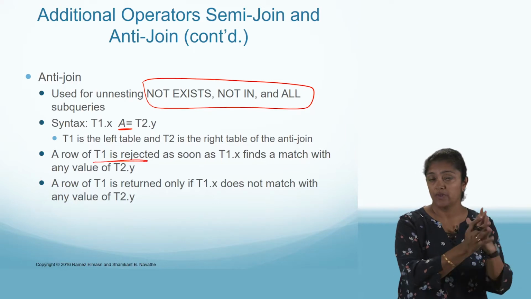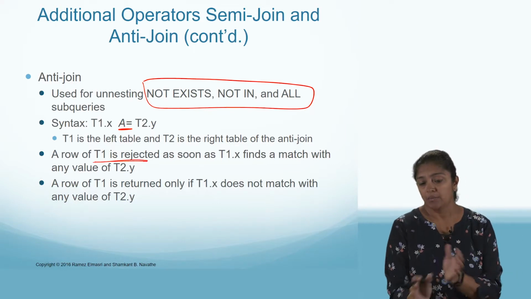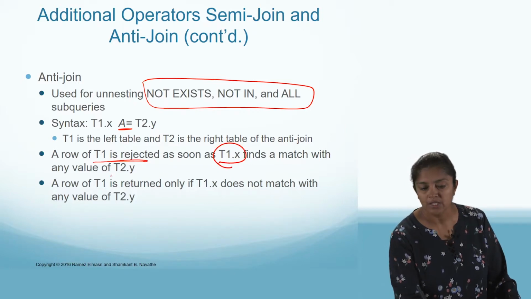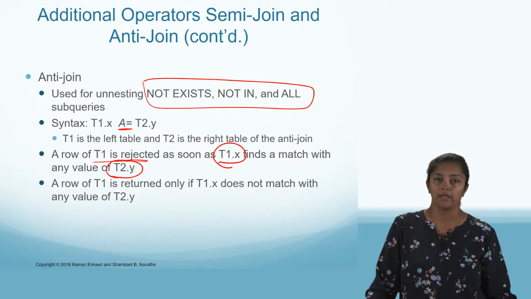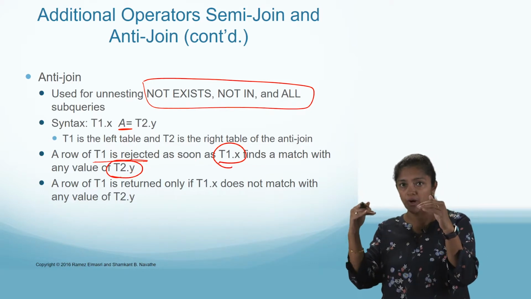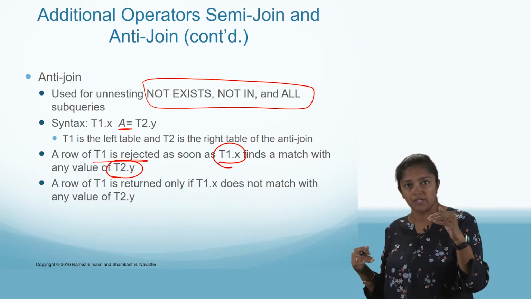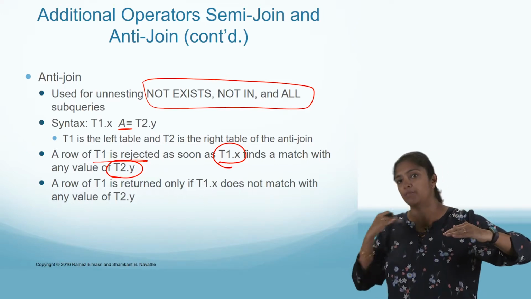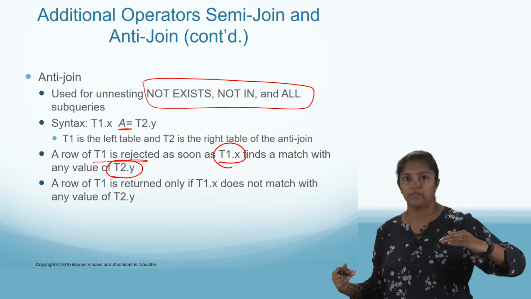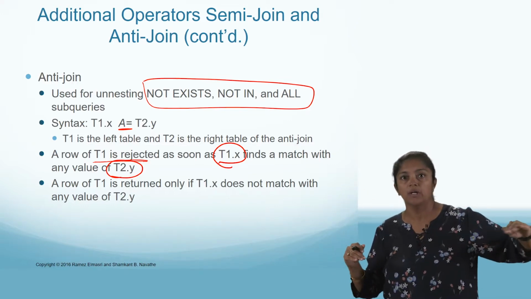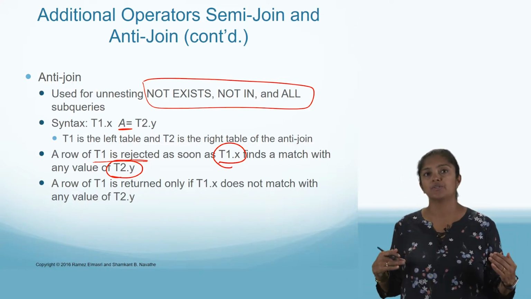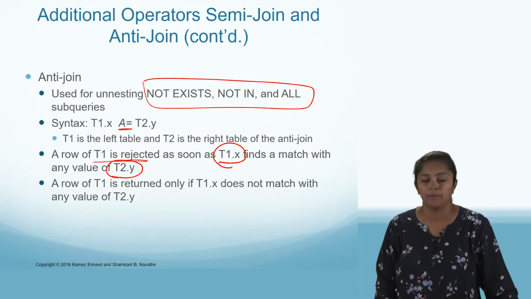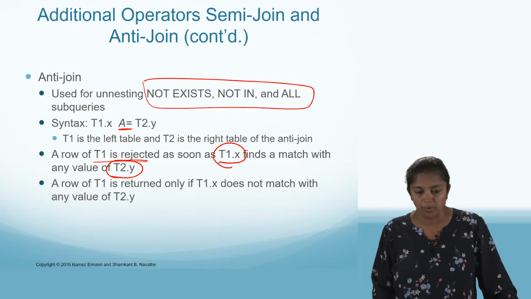Now, in the previous case we keep the row. In this case the tuple is rejected as soon as T1.x finds a match with T2.y. As soon as the first match is found, we don't do further processing. That row is rejected. We move on to the next row of the left table and again start comparing with the right table. The moment a match is found, that row is rejected, and so on. So it's basically to take care of the NOT EXISTS, NOT IN, or ALL kinds of subqueries.